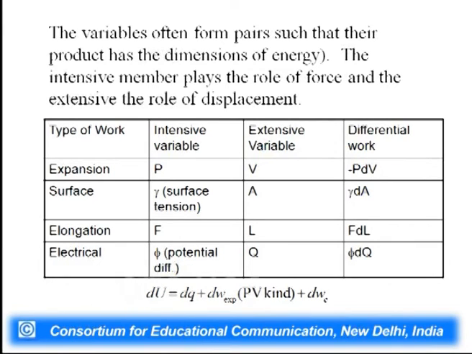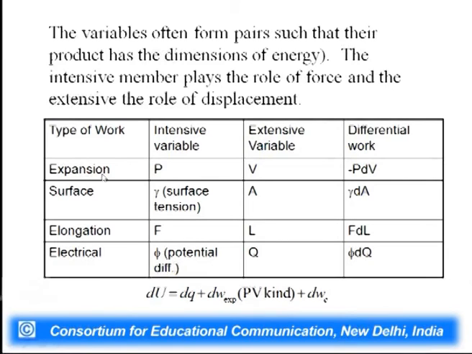Now, there can be different kinds of work. What we discussed earlier was PV kind of work. What about other kinds of work? Generally, variables often form pairs such that their products have dimension of energy. The intensive member plays the role of force and the extensive the role of displacement. So, here you can see there are different kinds of work given: expansion, surface, elongation, electrical. They are multiplications of two different variables. One is your intensive variable and the other extensive variable, and the differential will give you your work done.